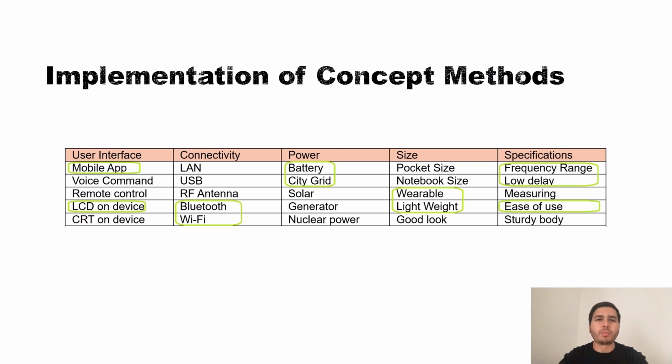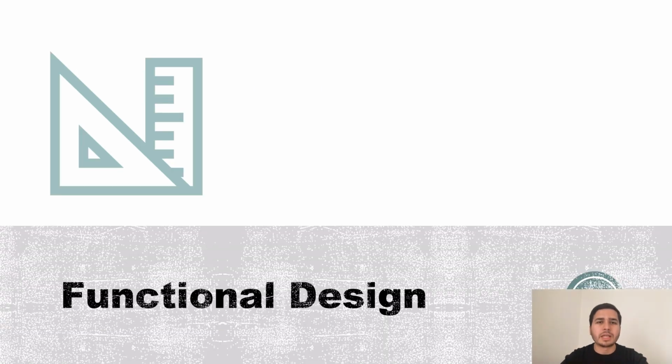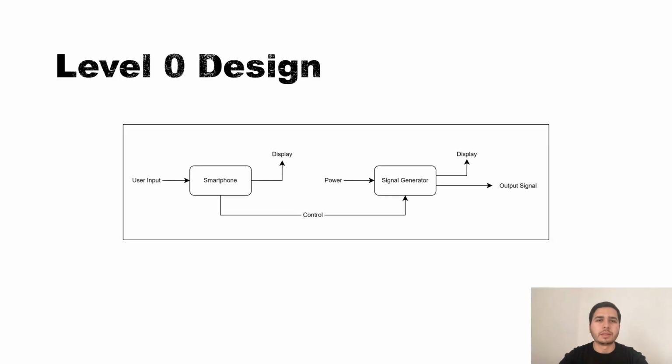In the project, mobile app and LCD were chosen as the user interface, Bluetooth and Wi-Fi for connectivity, battery and stick grid as power source, wearable and lightweight for size, frequency range and ease of use for specification. Other options were eliminated. The next part is functional design. This is a level 0 diagram showing the overall system flow with main components, basic interaction and outputs.